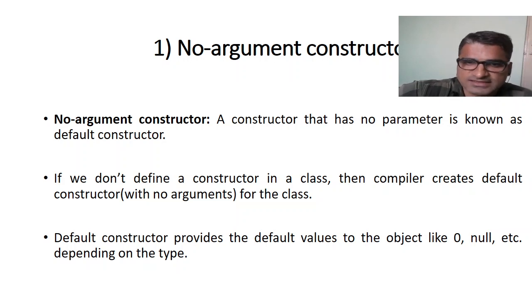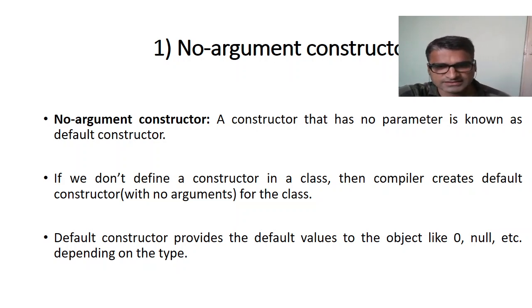So when a constructor doesn't contain any parameter, then it is called a no argument constructor, and this constructor is also known as the default constructor. If we don't define a constructor in a class, then the compiler creates a default constructor with no arguments for the class. So the default constructor provides default values to the object like 0, null, etc. depending on the data types.